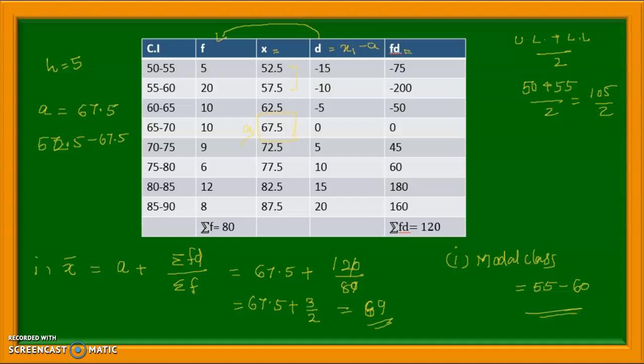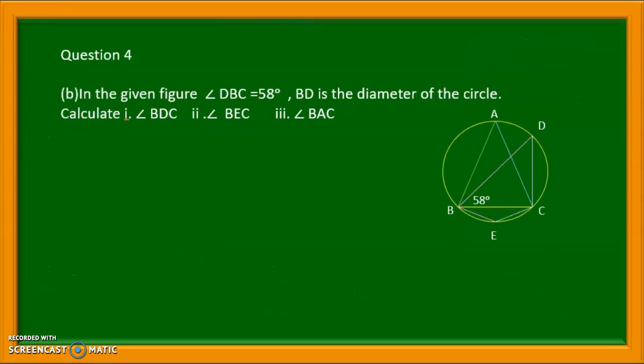This is the first part and the other one is the second part. Is it clear? So this is the way to do. So draw the table and then do it. Let us go for the question B here. Question number 4, option B.